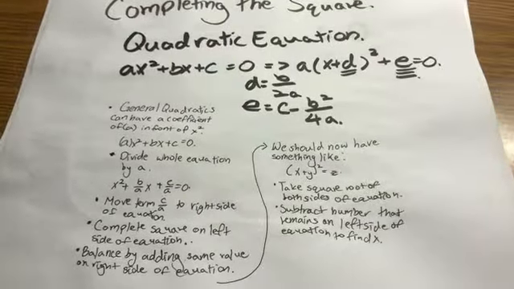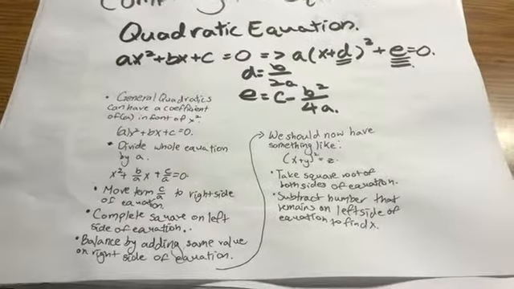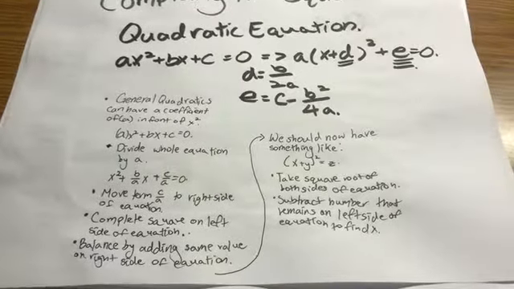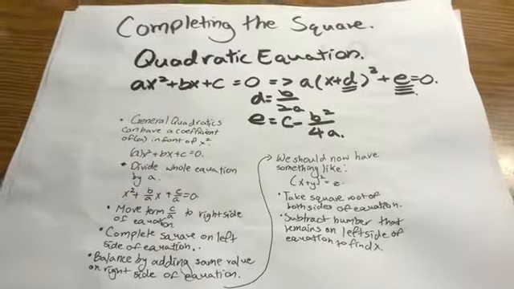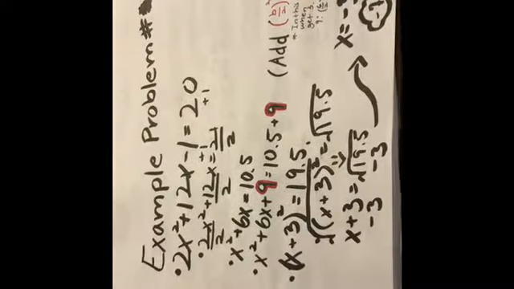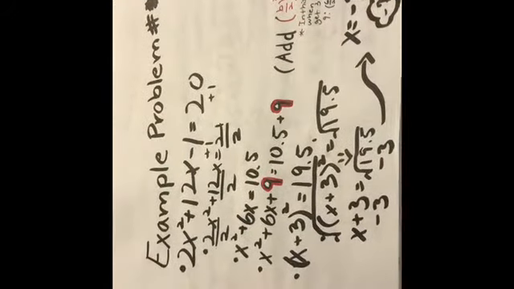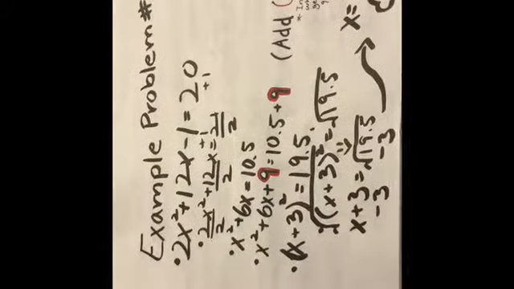You then take the square root of both sides of the equation, and then you subtract the number that remains on the left side of the equation to find x. And then you will most likely get either 1 or 2 answers. For our first example problem, we have the equation 2x squared plus 12x minus 1 equals 20.